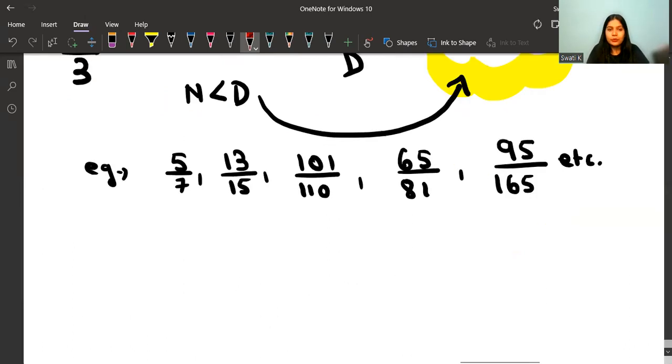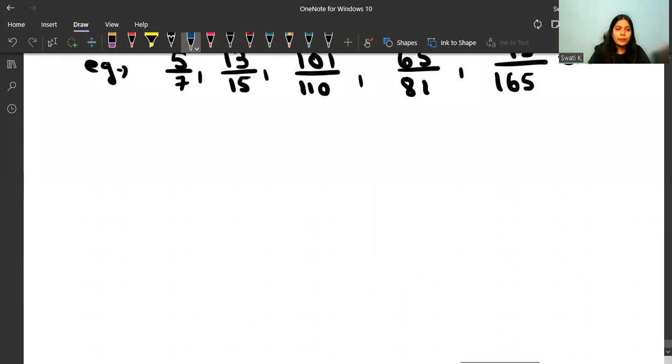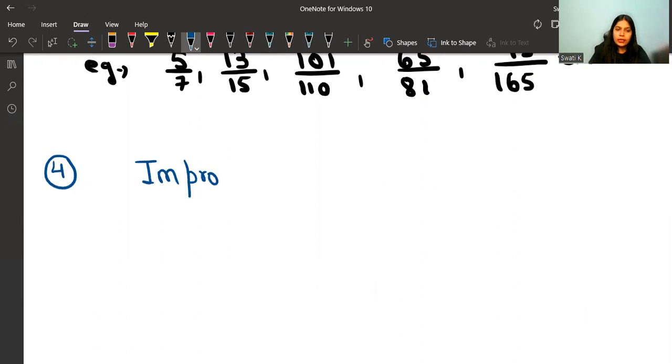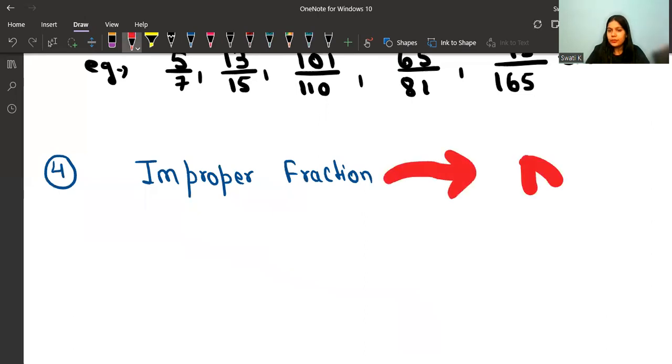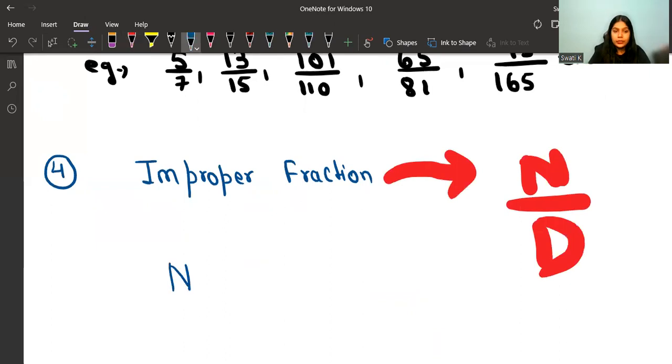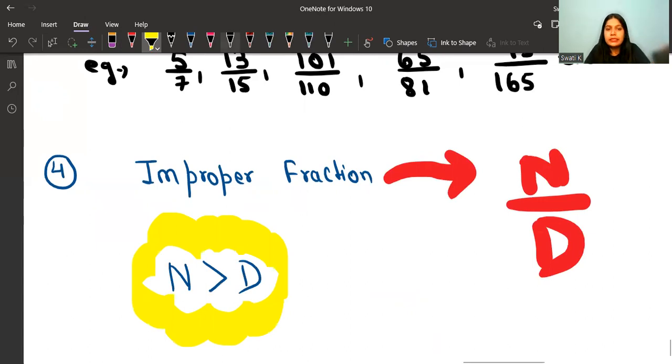All right, now let's go to the next type, and that is called improper fraction, and this is our fourth type. Now, what is an improper fraction? Very simple. If you know the definition of proper, improper fraction is just the opposite. It is numerator by denominator, where the numerator should be greater than the denominator. So that is called an improper fraction.